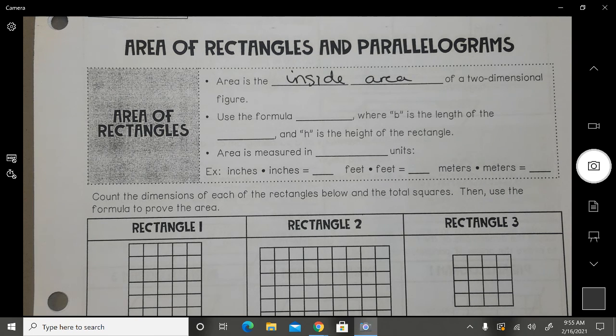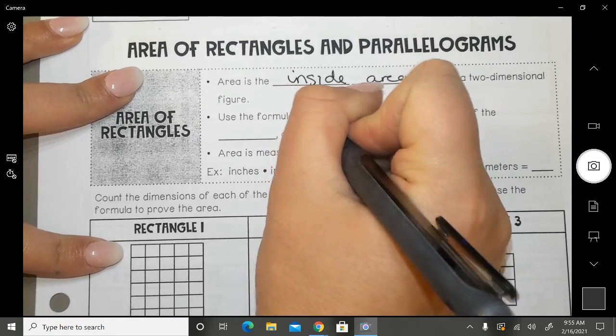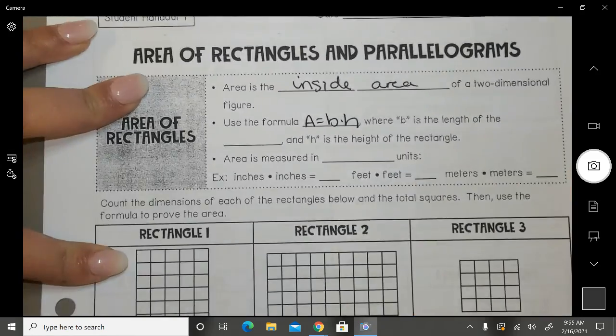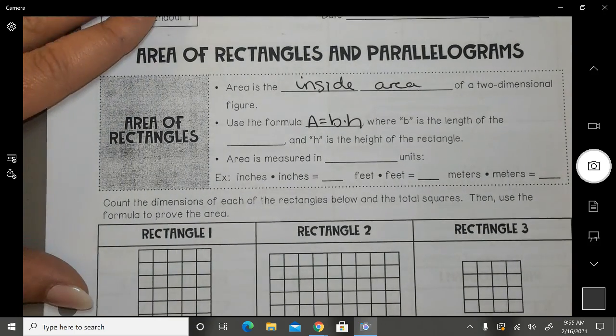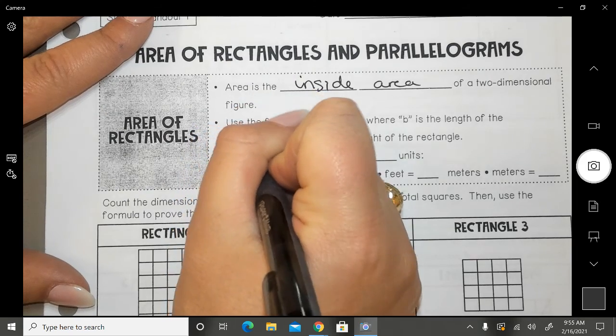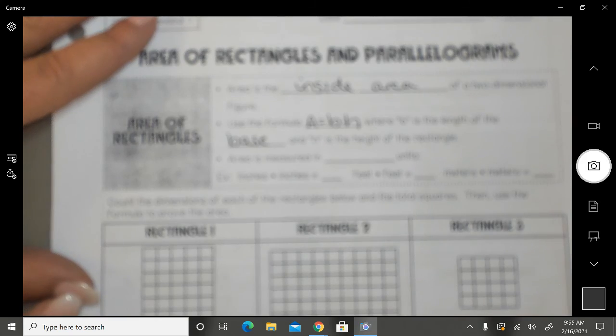All right, we're going to use the formula. You're used to the formula area equals length times width. We're going to change the words, and it's going to be base times height. Same thing, though. So the formula is area equals base times height, where B is the length of the base, and H is the height of the rectangle.